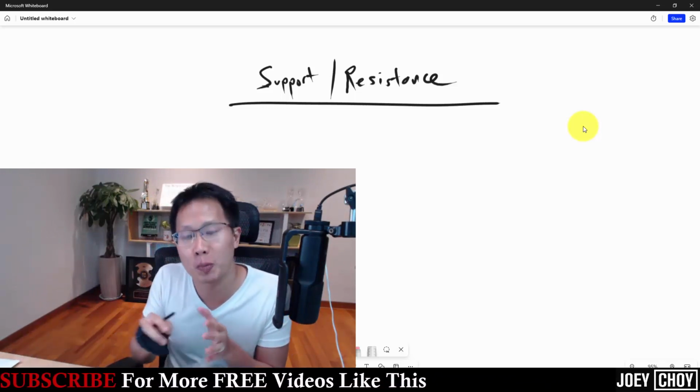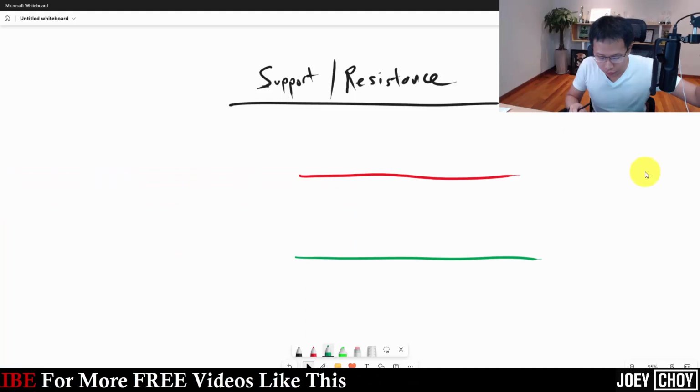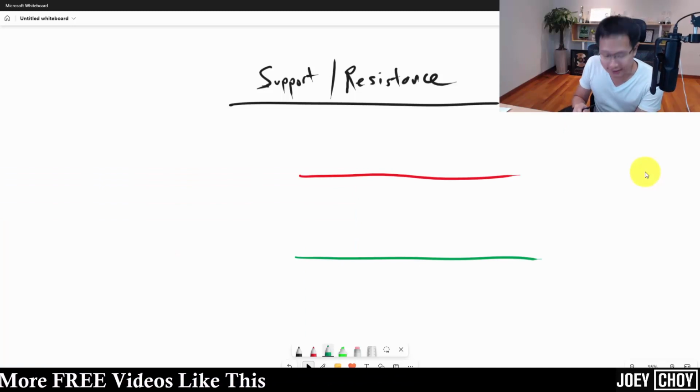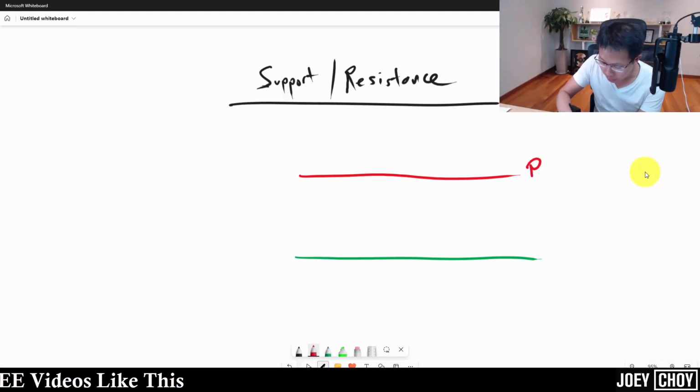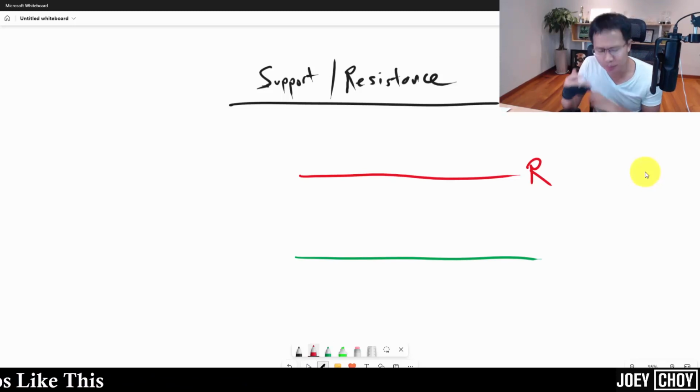All right, so let's dive into support and resistance. They're what we call horizontal price levels. For example, this red line right here is what we call a resistance level. That is a price level whereby whenever the stock hits that price level or even nears it, sellers come back and push prices down, and it starts to retrace back down.